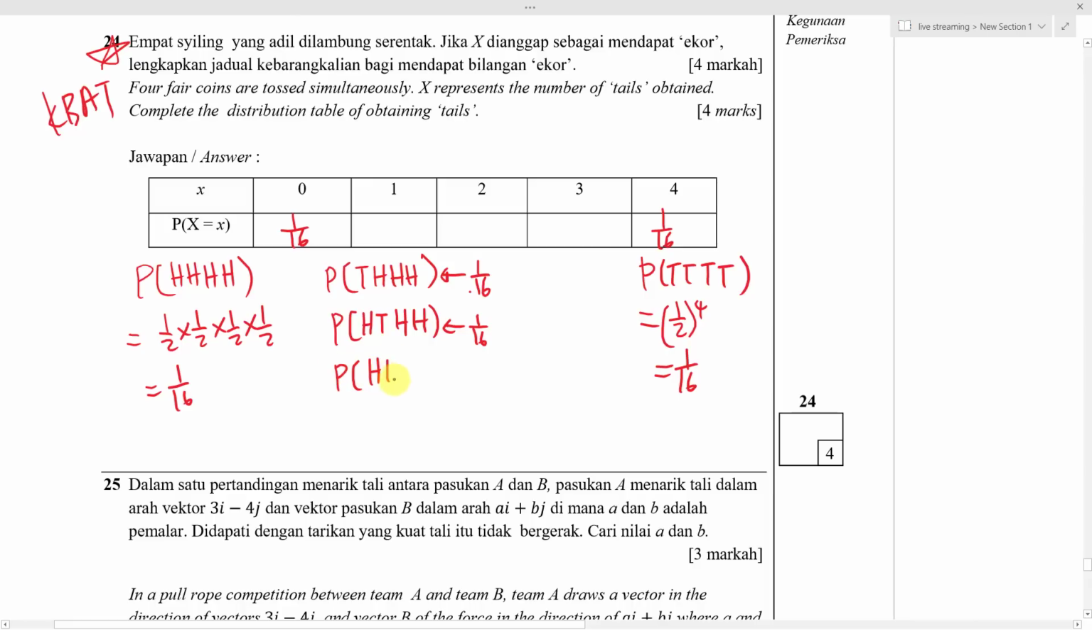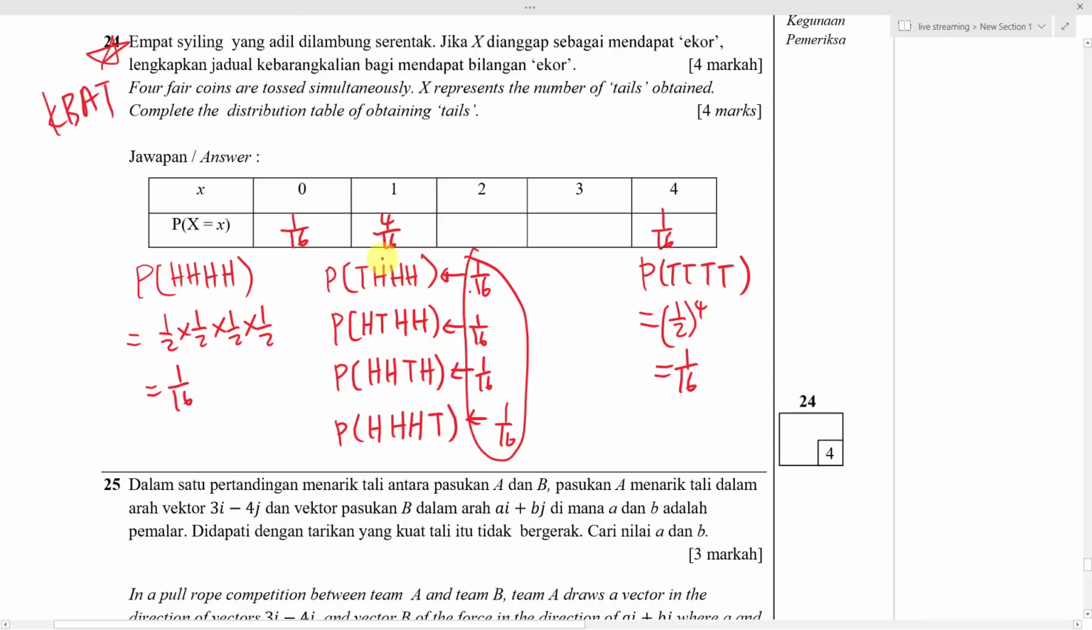And then I can change the position again, look like something like this. It's another 1 over 16. And then I can change the last position, right? So therefore, it's 4 of the 1 over 16. You multiply by 4, or you plus all of them together, you get 4 over 16.